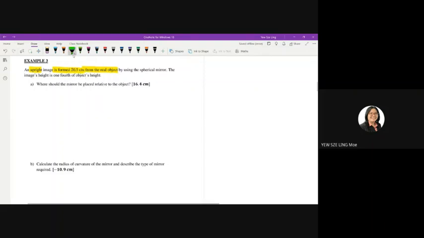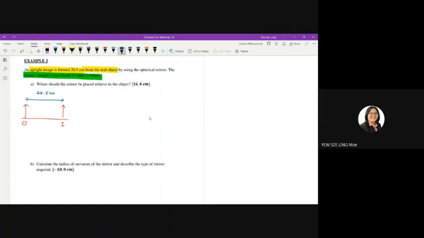So the key point here is the first statement, the one in the yellow highlight. Upright image is formed 20.5 cm from the real object. What does it mean? So you sketch a diagram. This is a horizontal line. I have an object right here, and then this is my image. I don't know where the mirror is, but what I do know right now is the distance between them is 20.5 cm.